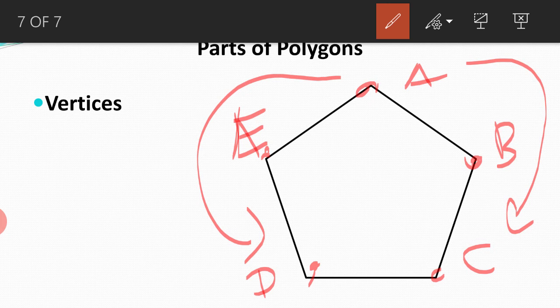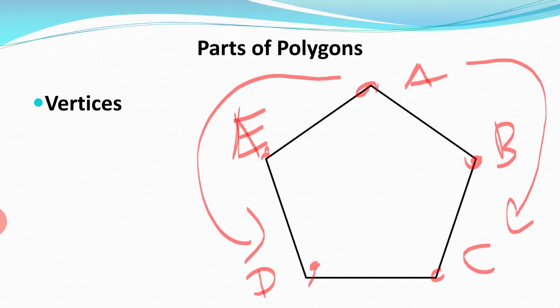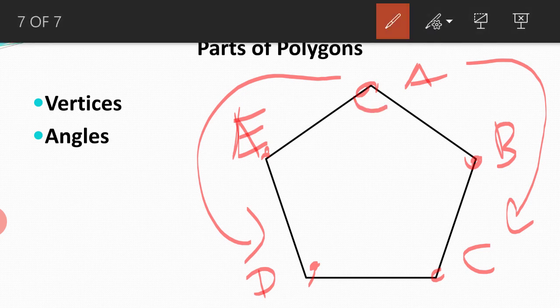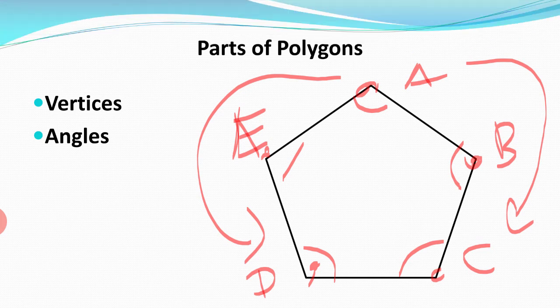So how many vertices are there? 5. Then going to the angles: how many angles are there? Again 5 angles. These are the 5 angles: angle A, angle B, angle C, angle D and angle E. Now this is for the pentagon. For any polygon, the number of angles is equal to the number of sides is equal to the number of vertices. Is it clear?